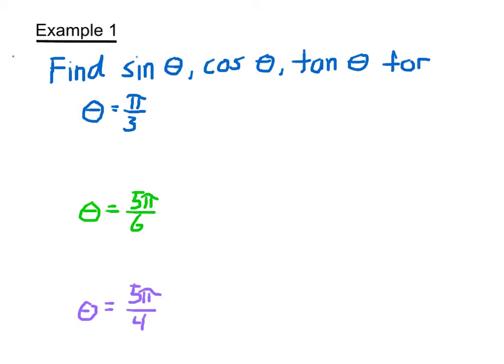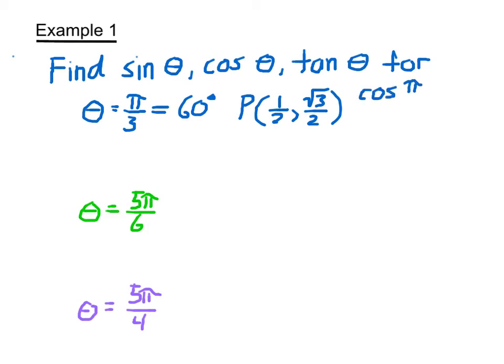Let's consider an example problem where we need to find sine, cosine, and tangent for a series of angles. The first angle is pi over 3, and we know from the first part of the video that pi over 3 is equal to 60 degrees. We also know the coordinates of the point for that angle, and they are 1/2 and square root 3 over 2. Because we know the x and y coordinates, we quickly can find cosine and sine.